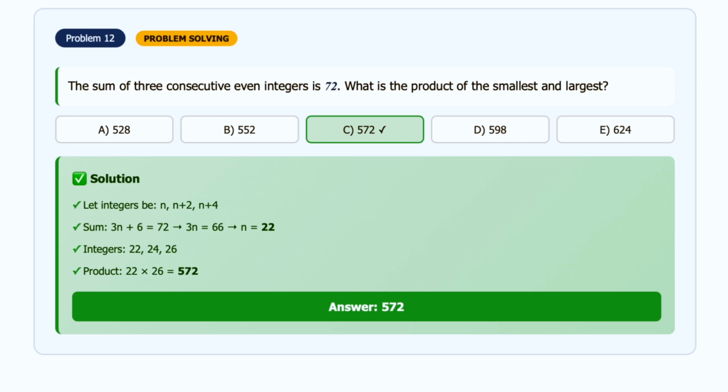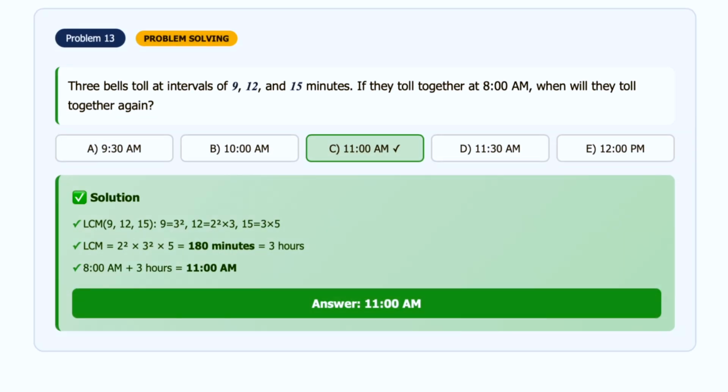The answer is C. Problem 13. 3 bells toll at intervals of 9, 12, and 15 minutes. If they toll together at 8 a.m., when will they toll together again? Find the LCM of 9, 12, and 15. 9 is 3 squared, 12 is 2 squared times 3, and 15 is 3 times 5. The LCM is 2 squared times 3 squared times 5, which equals 180 minutes, or 3 hours. So 8 a.m. plus 3 hours equals 11 a.m.